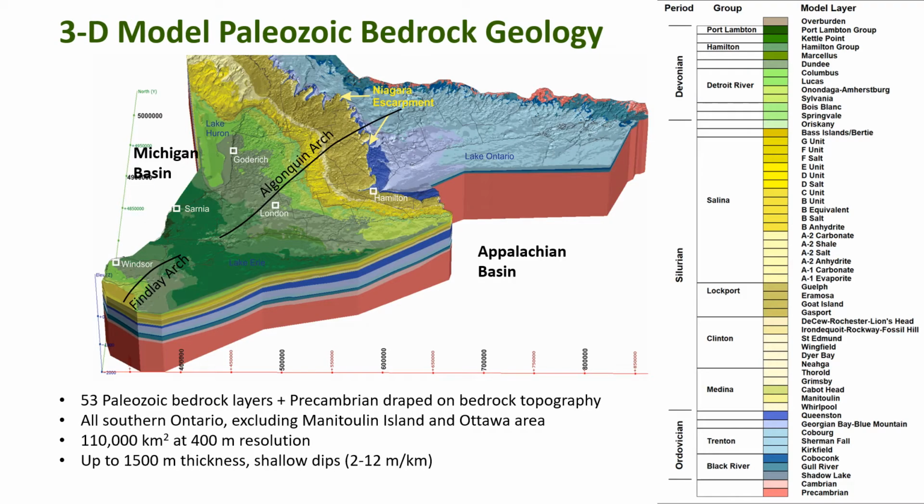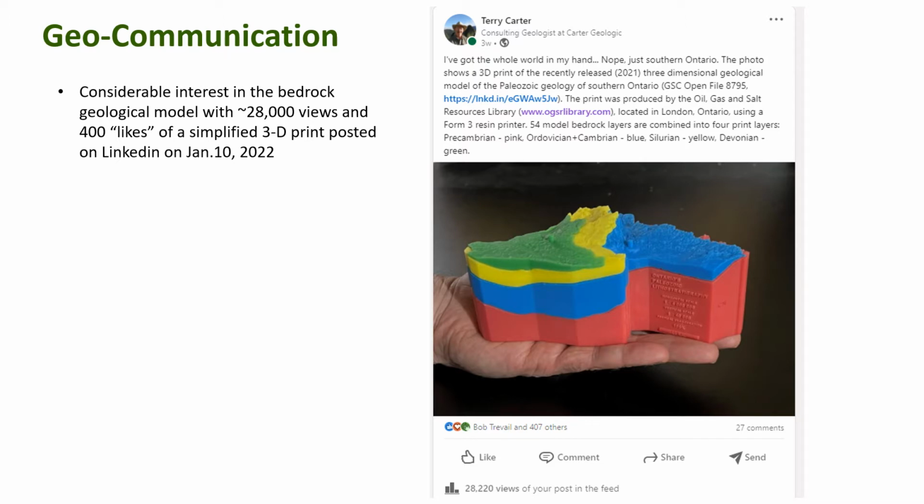This is a regional view of the new 3D Paleozoic bedrock geological model, showing the bedrock formations coded in different colors and the legend for these formations down the side. There's 53 Paleozoic bedrock layers represented on here, plus the Precambrian was stripped off the superficial geology. There was considerable interest in a post on LinkedIn in early January, which attracted 28,000 views and over 400 likes. In the post, we show a simplified 3D print of the model with 4 layers coded by geological age.